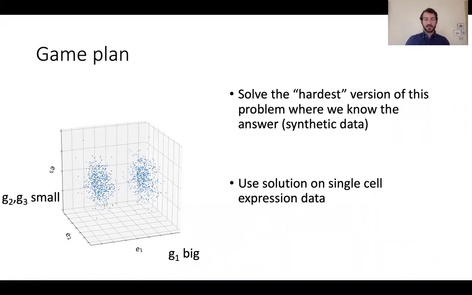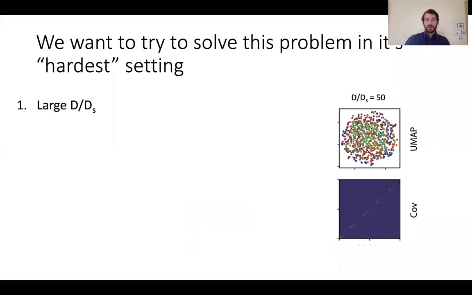So the plan here is we're going to try to first construct a toy example out of synthetic data where I'm going to generate data where I know the answer. And I'm going to try to make that as hard as possible so that when I solve it using some sort of algorithm or approach, then I can go back to the single cell data and I have more confidence in my solution. So what would be the hardest setting?